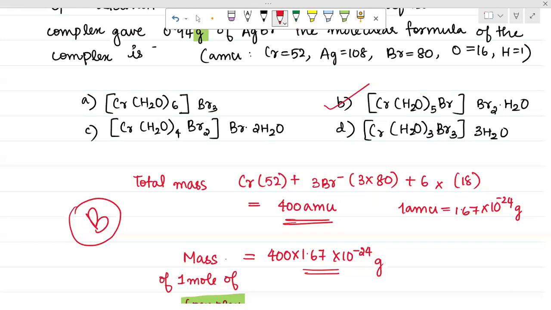All right. So that's all for this session. You can note down the next heading, valence bond theory. See you in the next.